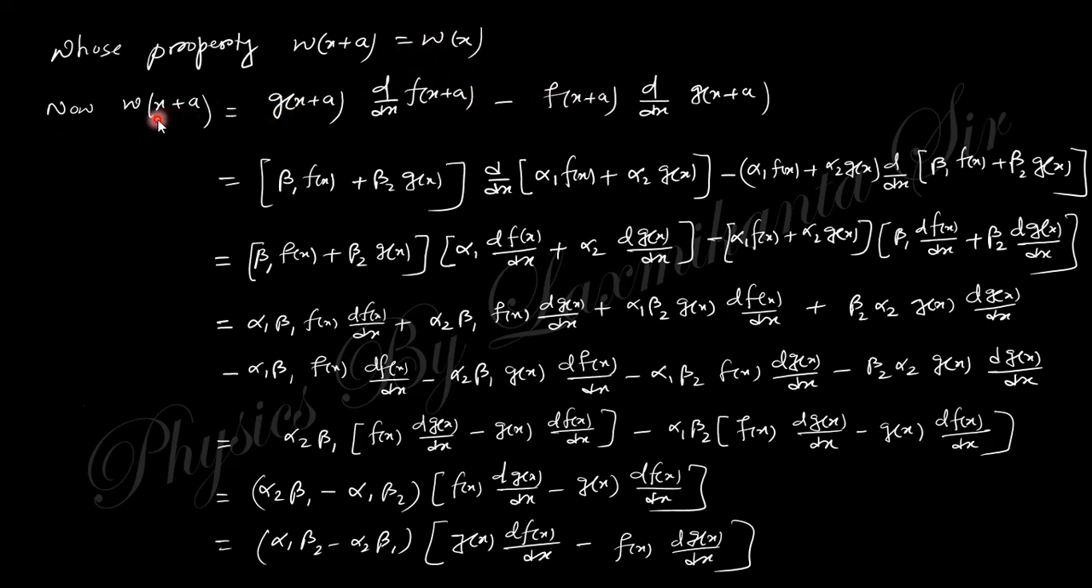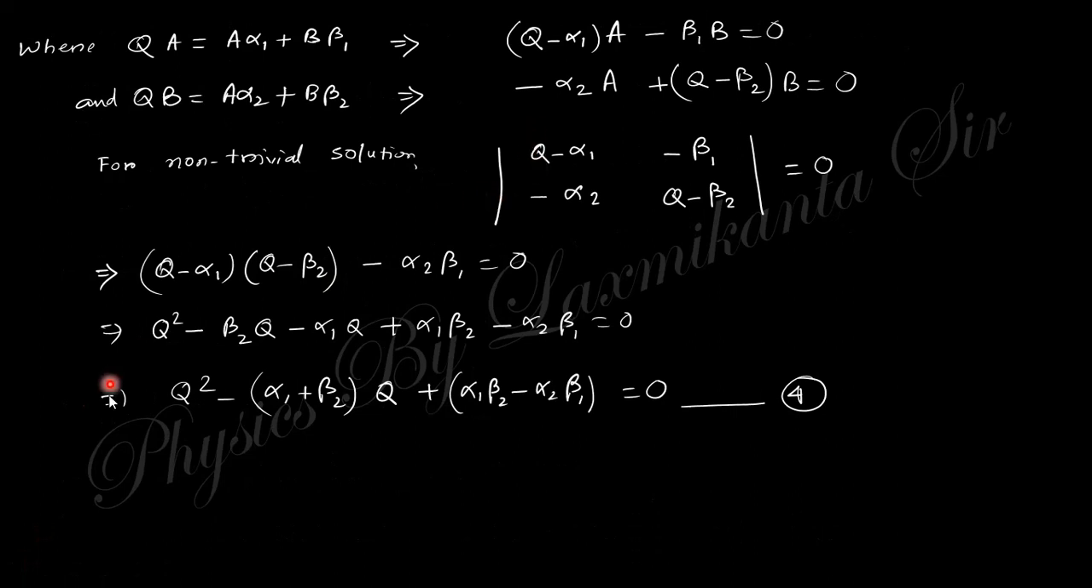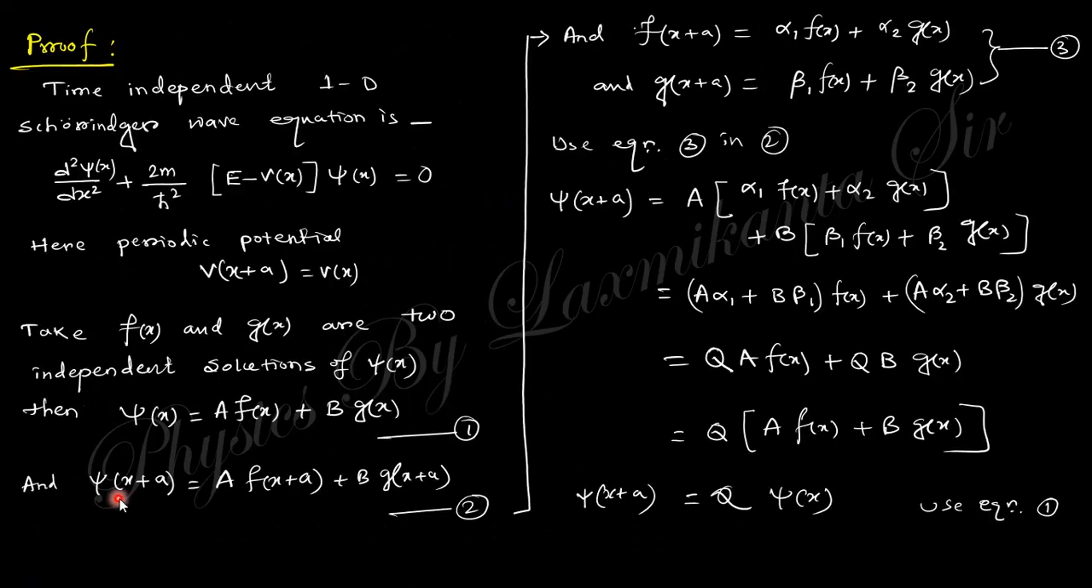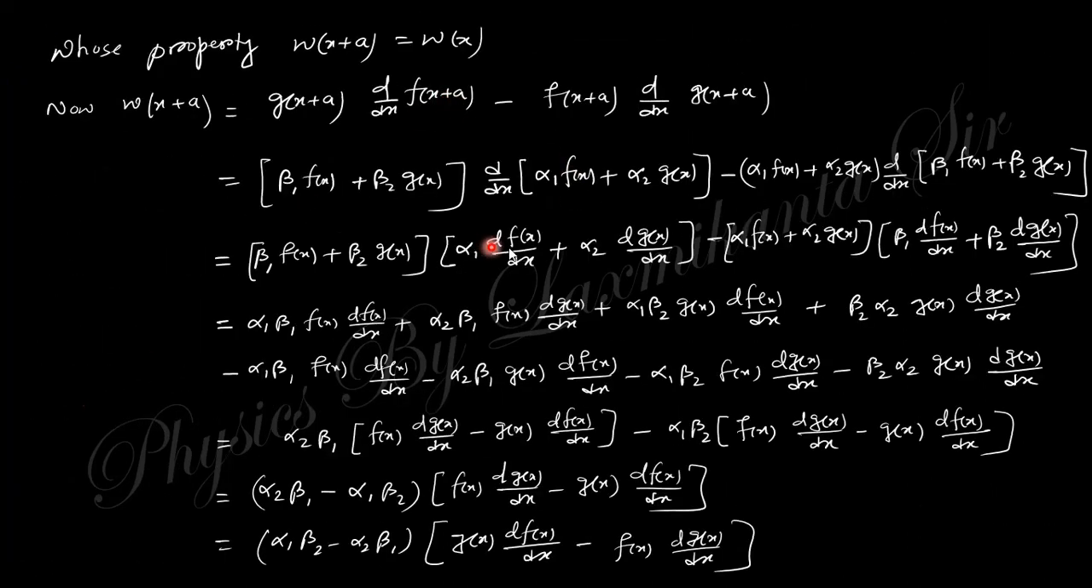Put x replaced by x plus a, and put this value of g of x plus a and f of x plus a. Here you can see this is f of x plus a, and this is g of x plus a. Put these two values and rearrange, then finally you will obtain this relation. I think you can do this calculation. If there is any doubt, you must comment in the comment box.